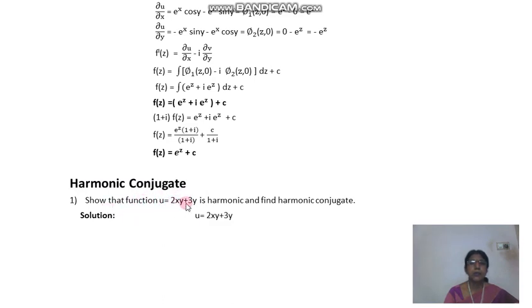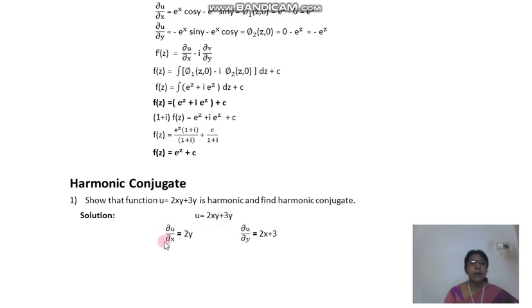In this class, we have to see harmonic conjugate functions. The first problem is: show that the function u = 2xy + 3y is harmonic and find its harmonic conjugate. So the given function is u, which is 2xy + 3y. First question, show that this function is harmonic. Then the second question is find its harmonic conjugate, which means v. First we show that u is harmonic, then find the v function.